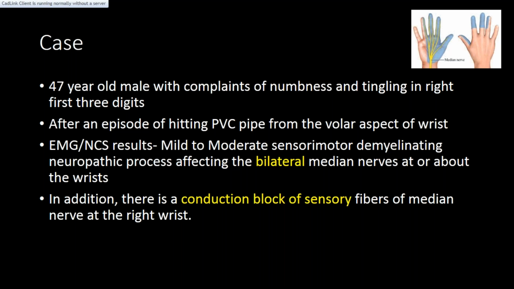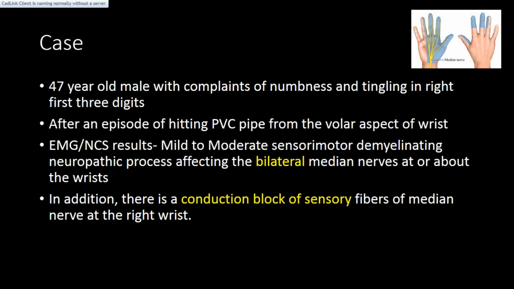Now the next case is a 47-year-old male with complaint of numbness and tingling in the right first 3 digits, again median nerve distribution. But this happened after an episode of hitting a PVC pipe. He was working around the house, fixing something, and for some reason he was hitting the PVC pipe with the volar aspect of his wrist.